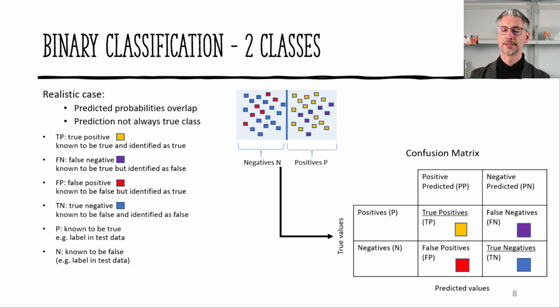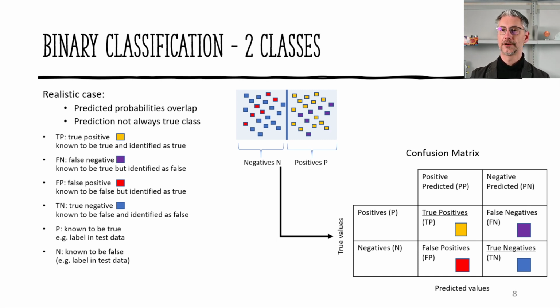Now let's come back to this illustration, but now a more realistic case. The predicted probabilities overlap, so that means the prediction is not always resembling the true class. So we can have true positives, they are known to be true from the label and identified as true. We can have false negatives, they're known to be true but identified as false. We can have false positives, known to be false but identified as true, and true negatives, known to be false and identified as false. And we also have the sum of all positive ones known to be true and all negative ones known to be false. These are essentially the labels in our test data, for example. And now, because the model isn't perfect, we can see that these two classes mix.